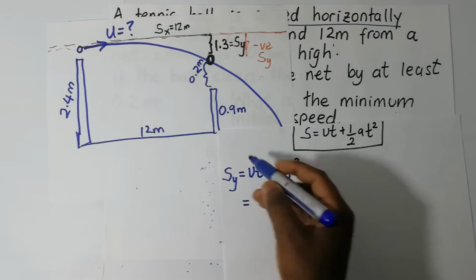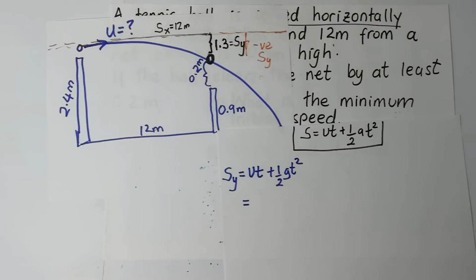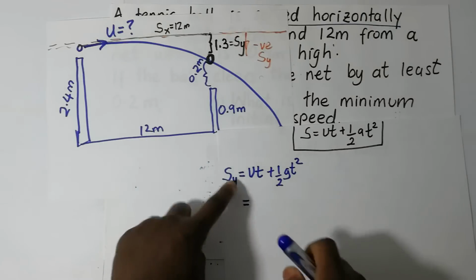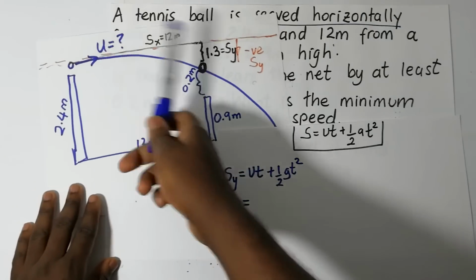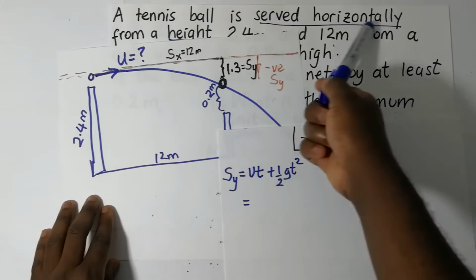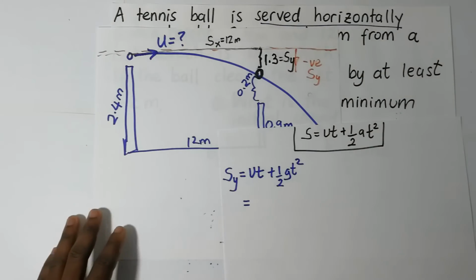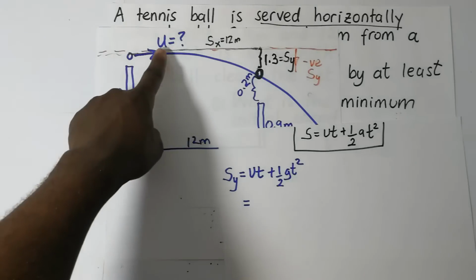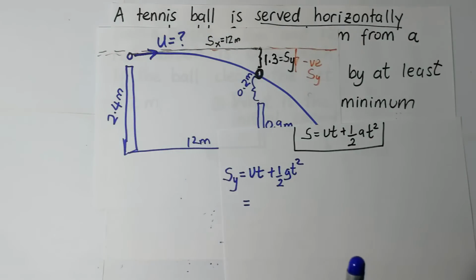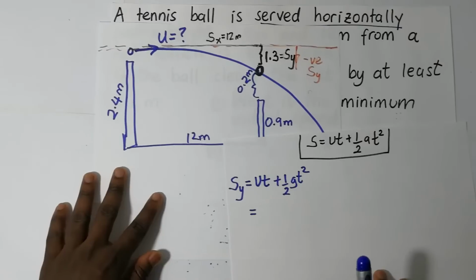Now, the initial velocity in the y direction, remember the question says that this tennis ball has been served horizontally. If it has been served horizontally, it would mean that there is no component of this velocity in the y direction. Maybe this is another way to put it.